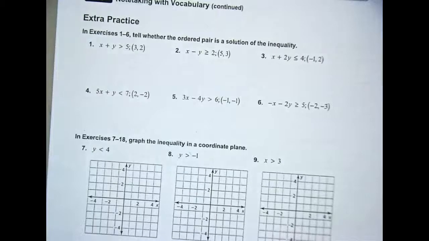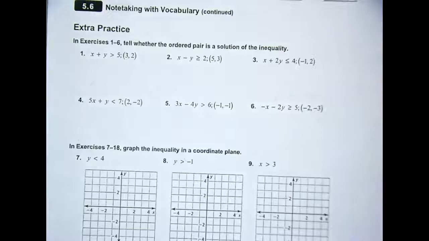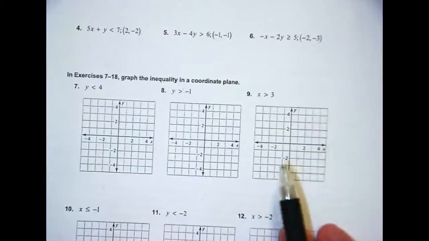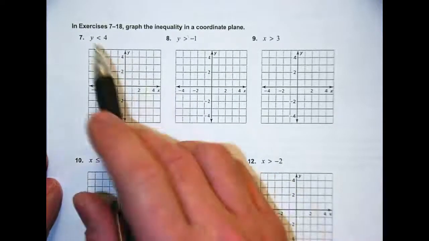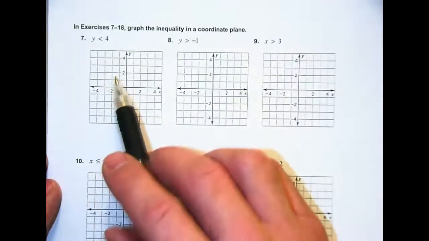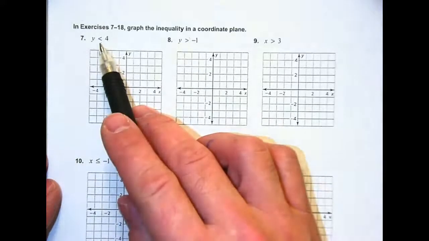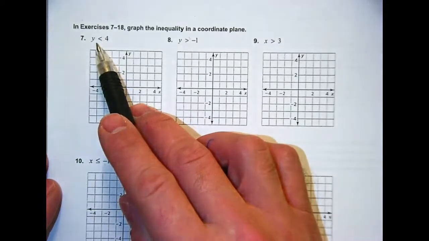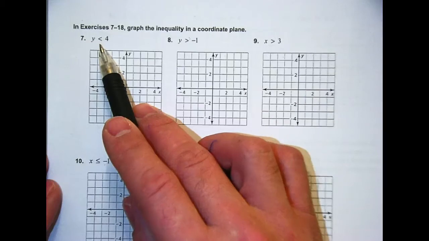Okay, your assignment today: look at page 160 of your student journal. We're going to go ahead and start on that. On page 160, you're going to complete this up here. Tell whether the ordered pair is a solution, and then graph the inequality. Now, please note on numbers 7, 8, 9, 10, 11, 12, these are a bit different, right? They only have one variable. So the graph of y equals 4, I know that says y is less than 4, but the graph of y equals 4, everyone show me with your arm, which way does that go?